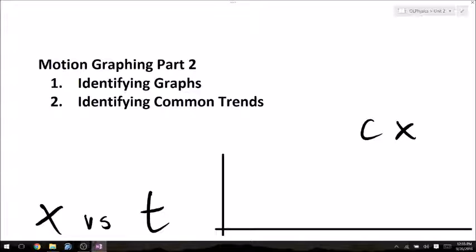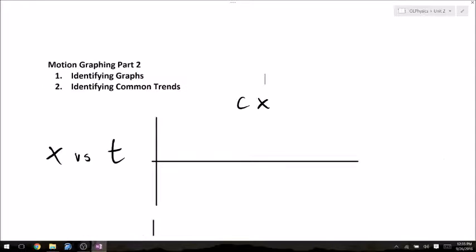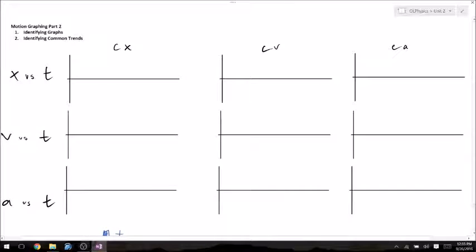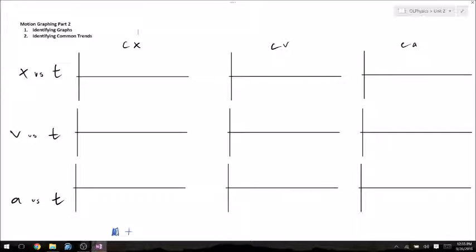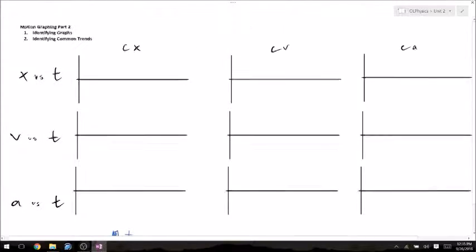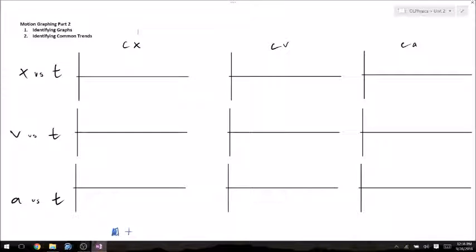So what I have here is a chart. This chart is going to have 9 different graphs on it, and these are the 9 basically common graphs that you are going to encounter. Anything I draw in blue is going to be considered positive, and anything in red is going to be considered negative. So very simply, we'll start with the first one.